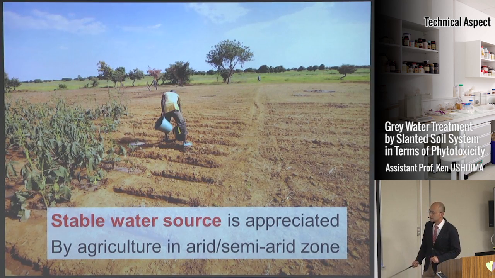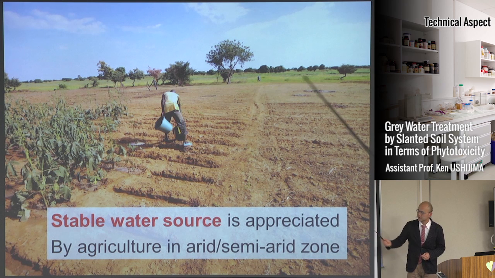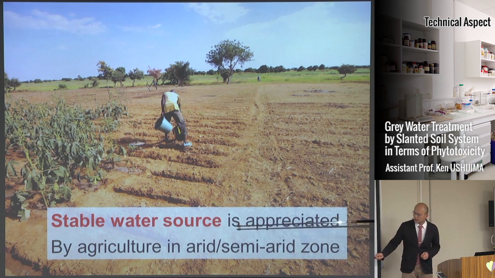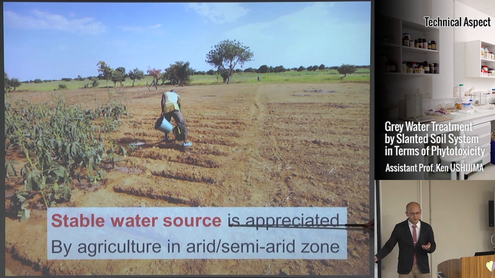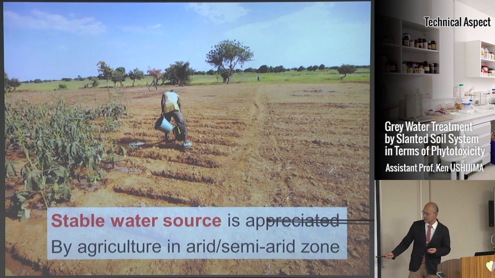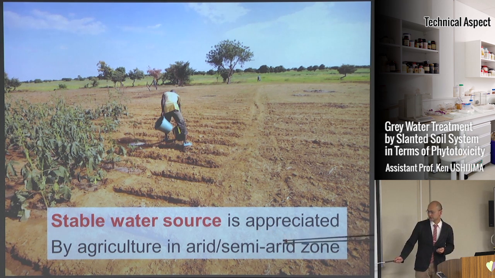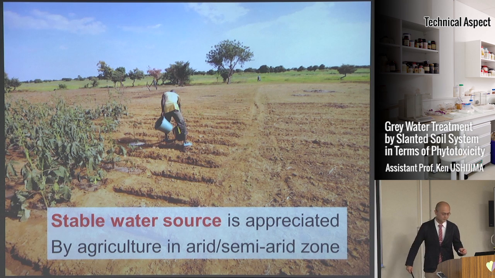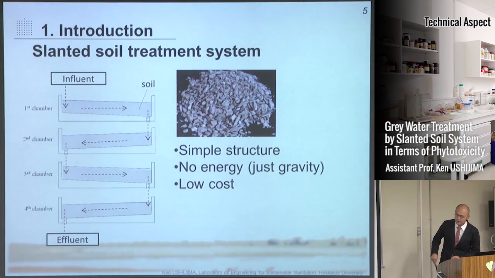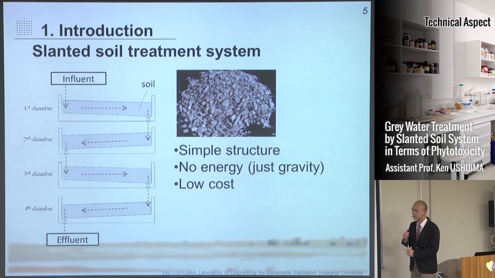Another advantage is that if we use daily gray water for irrigation, it can be provided constantly. Especially in dry areas, the situation is like this. A stable water source, even if its amount is not so large, is very appreciated by agriculture in arid and semi-arid zones. So we will apply the gray water as irrigation water.